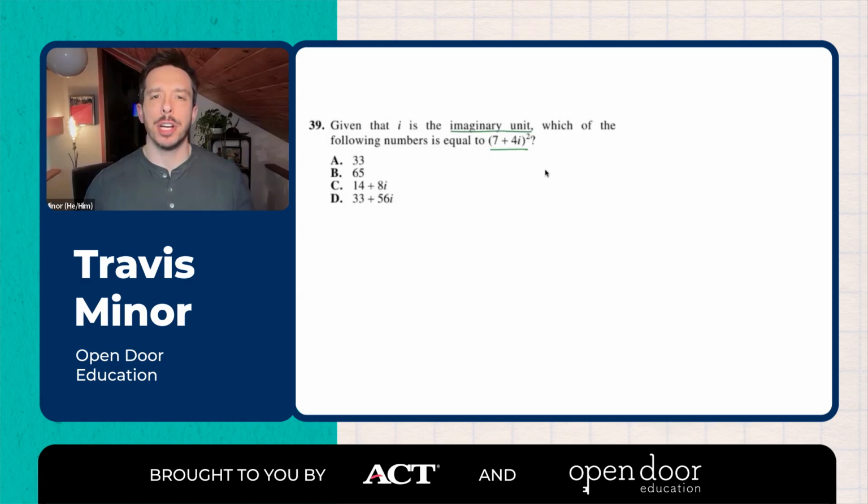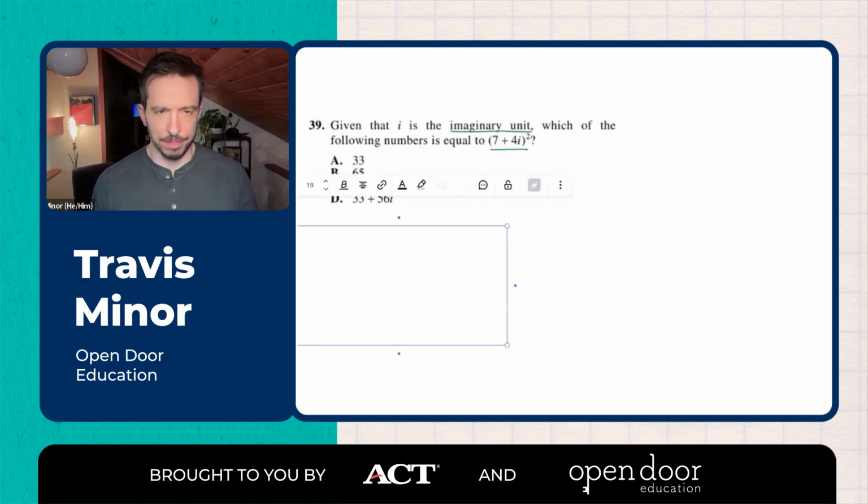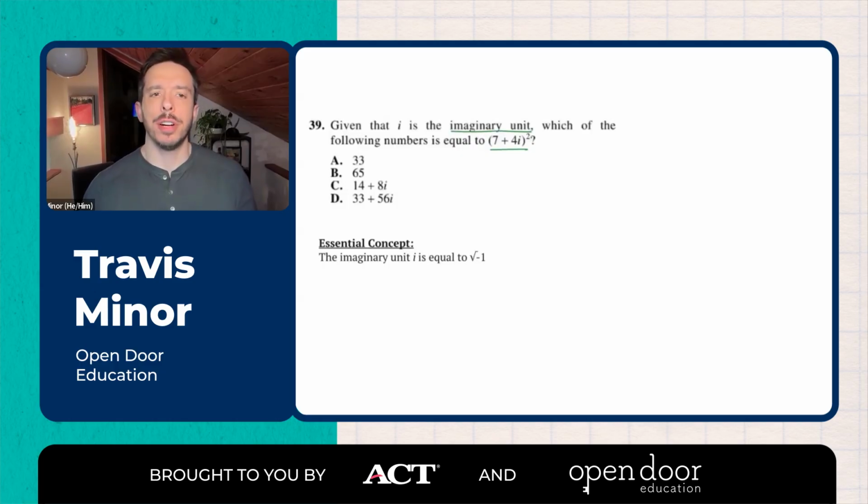i, the imaginary unit. Well, the essential concept for this question is that the imaginary unit i is equal to the square root of -1. With that information in hand, let's try solving this.